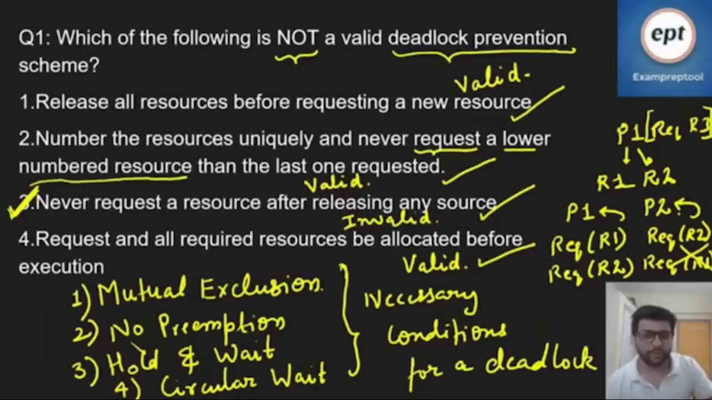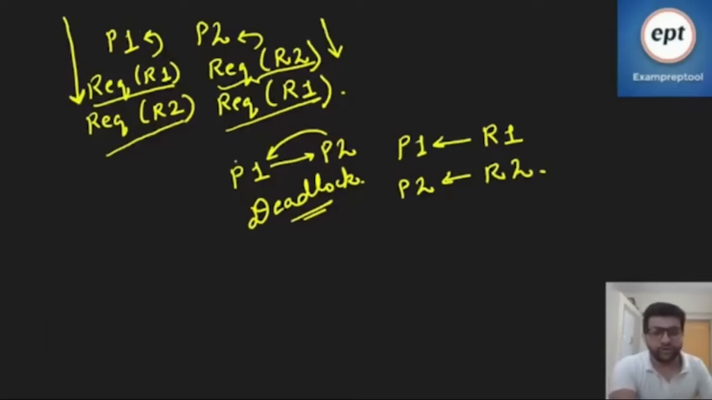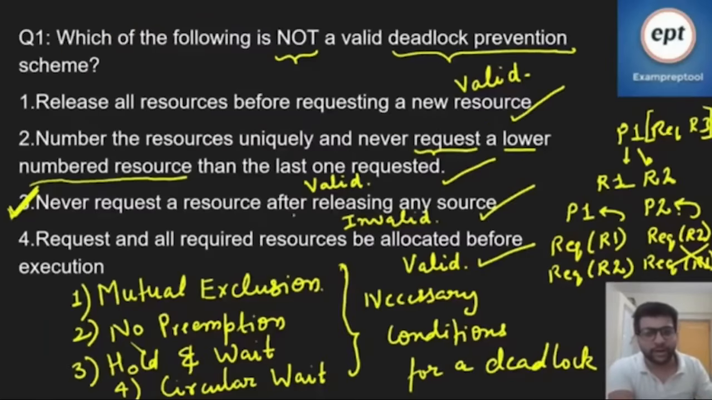The second option was wrong because it was not allowing the circular wait condition to be fulfilled. Hence, it was also a valid deadlock prevention scheme. The third option: we saw a schedule where there was a deadlock despite satisfying this condition. So that is why this was not a valid deadlock prevention scheme. And the fourth option also was not allowing the hold and wait condition to be satisfied.